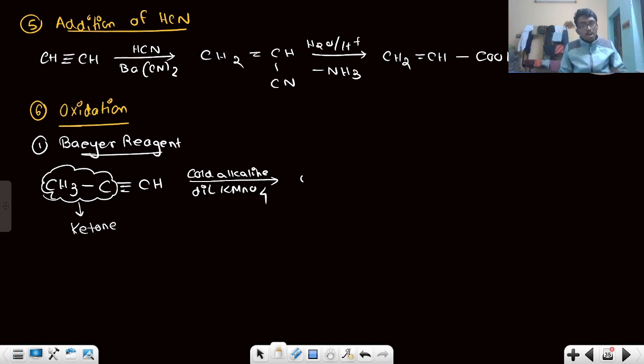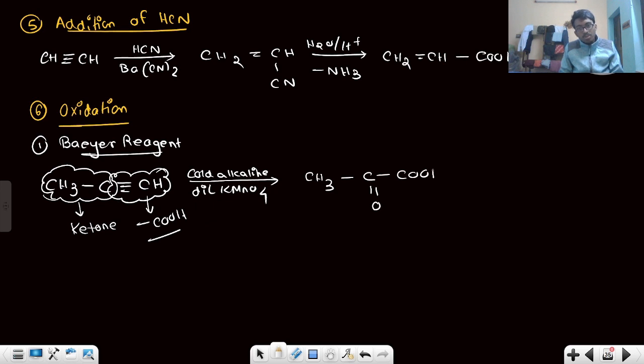So for CH3C≡ or RC≡, it transforms into a ketone, and the ≡CH part is transforming into a COOH group. So what will you form? One part is getting converted to a ketone, so I will write CH3-C=O, ketone done. Then I have the carboxylic acid. So this is the oxidized product. Clear?